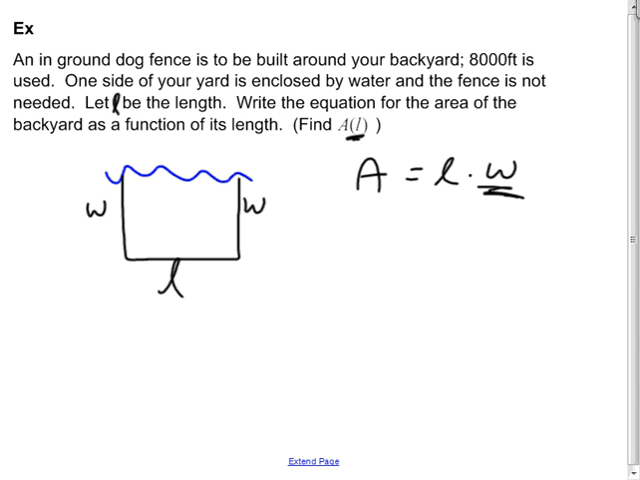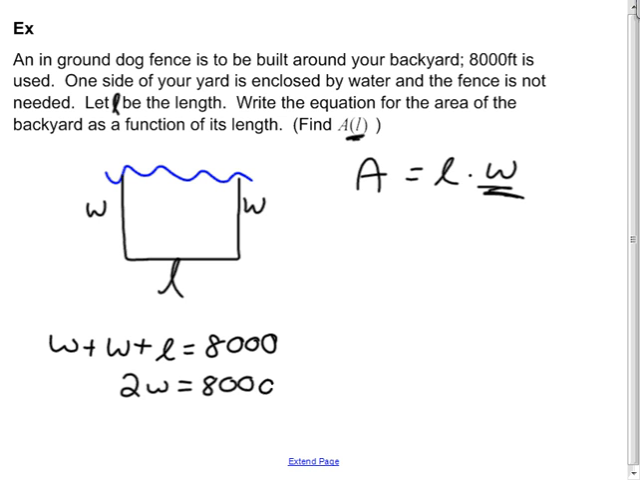Now, if you take a look at the problem, I said 8,000 feet is used. I haven't done anything with that yet. 8,000 feet of fencing is being used. Take a minute, pause this, and think about how that fits in. How is that important? The 8,000 is kind of like the perimeter of the fence. That's the length of the fence. So 2W plus L equals 8,000, or 2W equals 8,000 minus L.